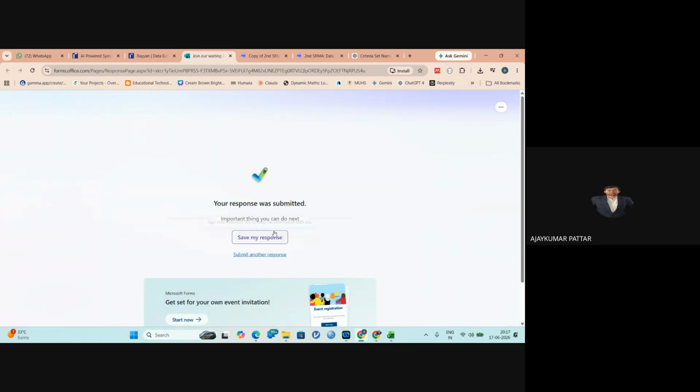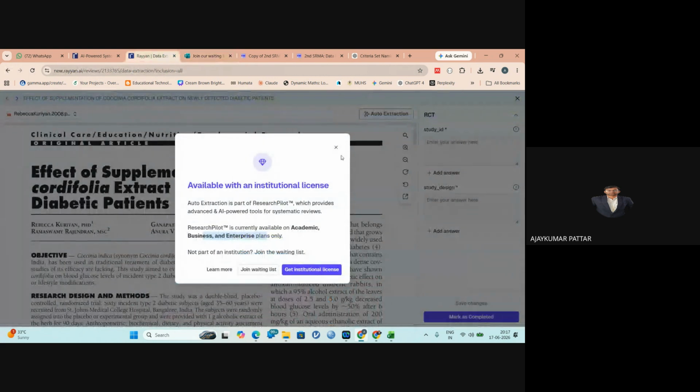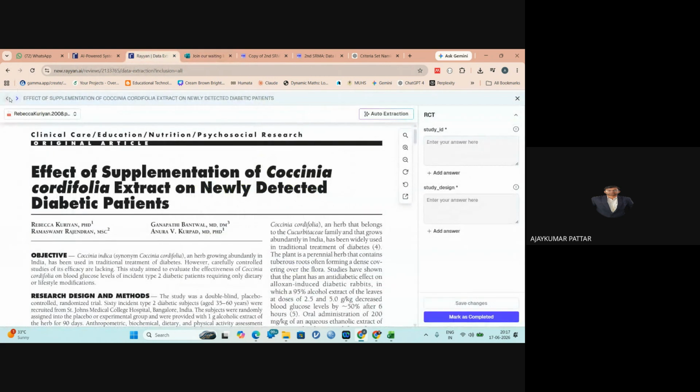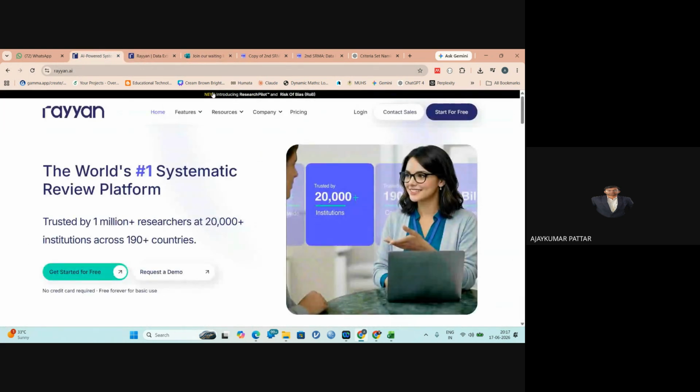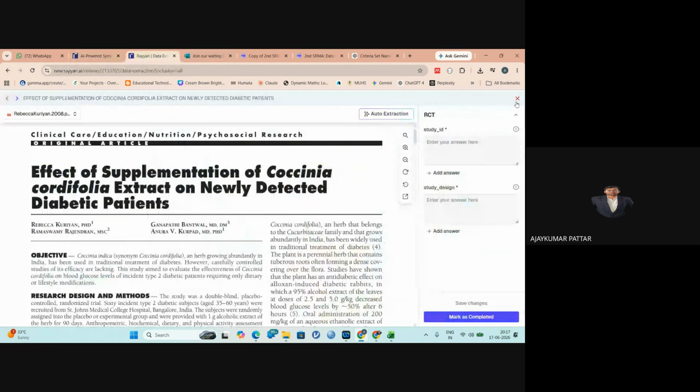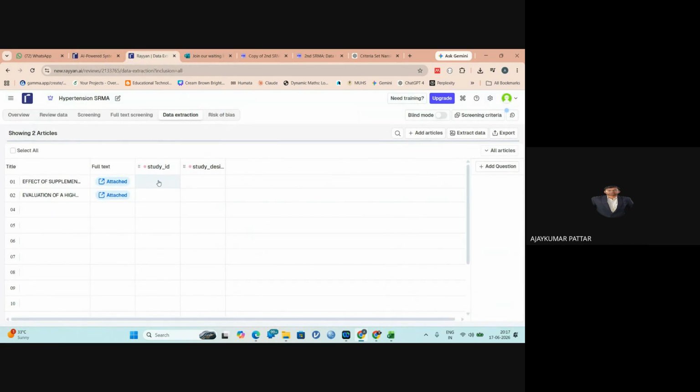I have submitted. So this is about data extraction, but here if the automatic option is not there, then what will I do? I will manually, we can also add, whether I will try. So no, manually also I am not able to type here. So for Rayyan, up to full text screening we will do with the free version. Data extraction needs the paid version. So that is how I have understood from this particular practical experience. So this is about Rayyan.